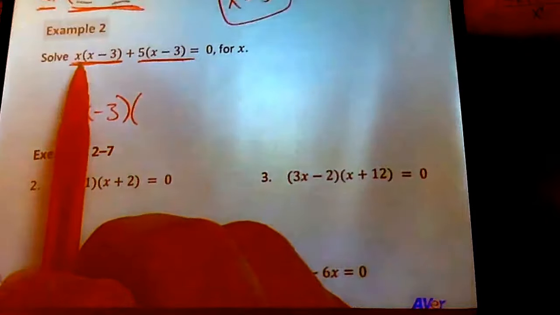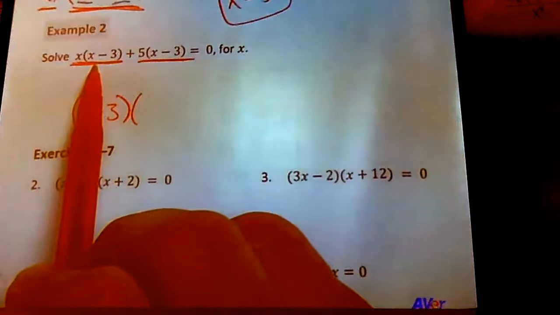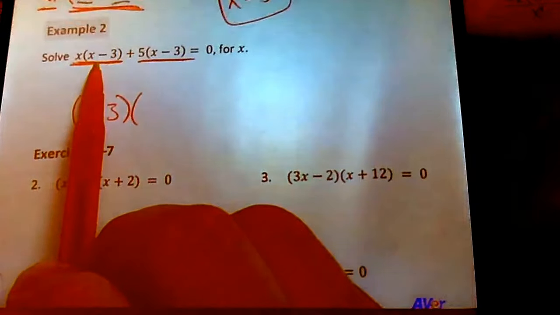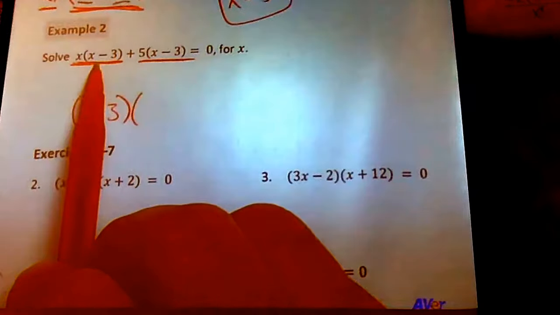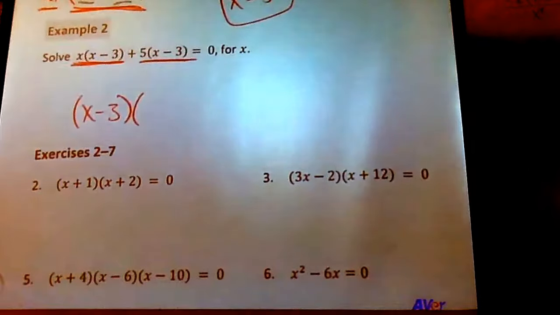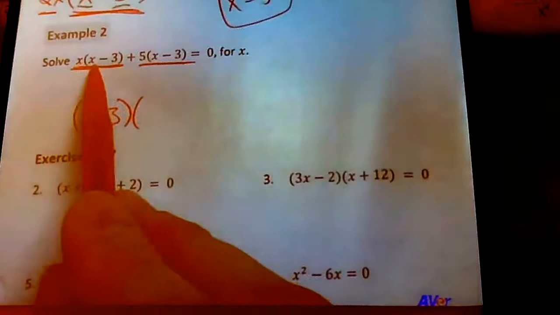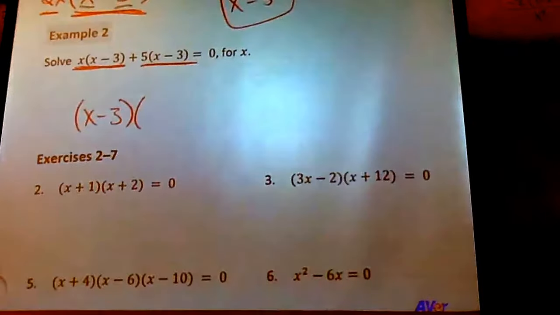Justin, can you read this to me? What's this say right here? Example 2. Oh, I thought you meant like read. I was like, who knows how to read math? X times x minus 3. Yes, he read it right. He said x times x minus 3. So this is multiplication, right? X times x. You know the parentheses. So, okay, hold that thought.